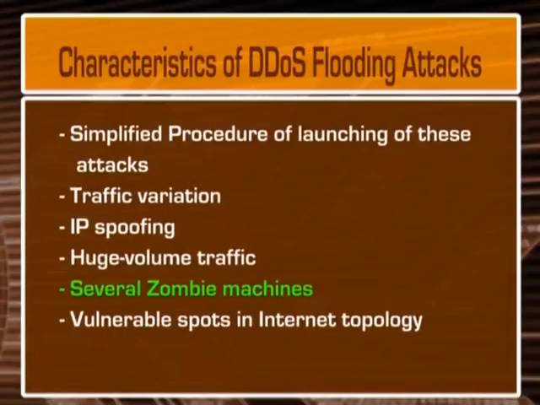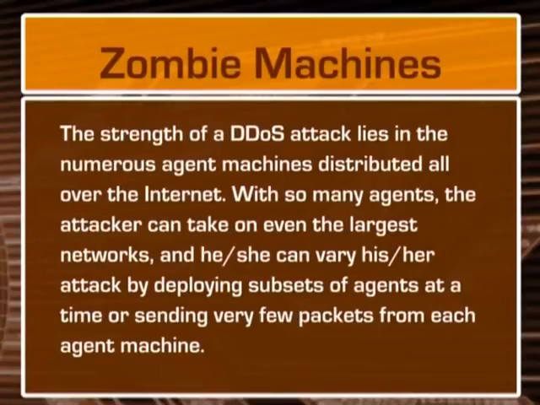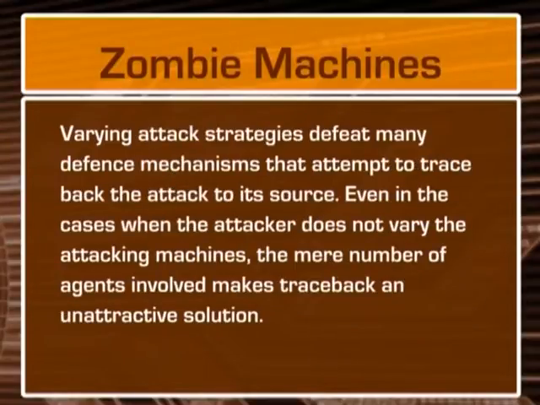Next, the large number of zombie machines can be another factor. The strength of a DDoS attack lies in numerous agent machines distributed all over the internet. With so many agents, the attacker can take on even the largest networks, and he or she can vary the attack by deploying subsets of agents at a time or sending few packets from each agent machine. Varying attack strategies defeat many defense mechanisms that attempt to trace back the attack to its source.